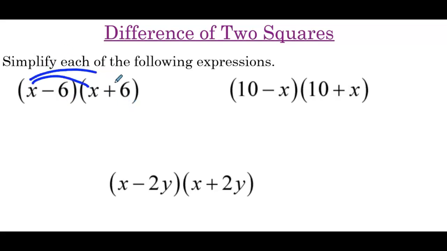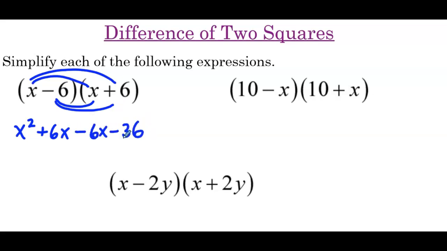We'll start by distributing the x. So we have x squared plus 6x, and then we'll distribute the negative 6. So minus 6x minus 36. Now we're going to combine our like terms, so we should notice that plus 6x and minus 6x are going to simplify, and they'll cancel each other out, and we're left with x squared minus 36.